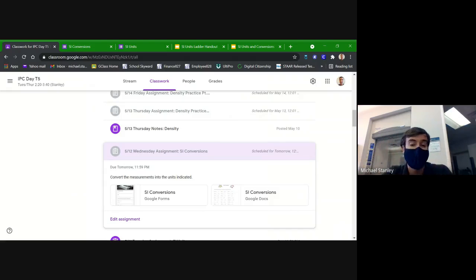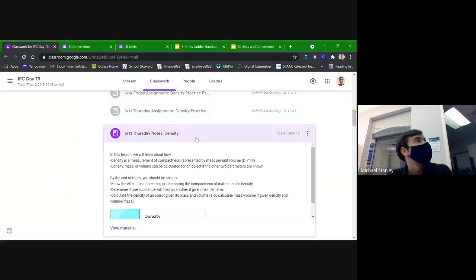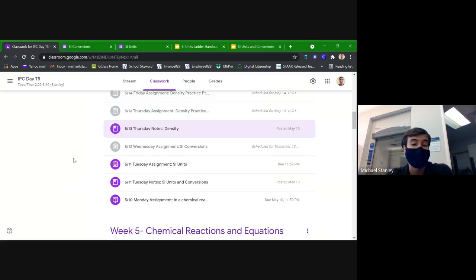All right, so that's coming up for today and tomorrow. And then Thursday, we'll get into another type of measurement that combines the volume and weight aspect of what we talked about today and turns it into a new type of measurement called density. So we'll get into density next time that we come together on Thursday.